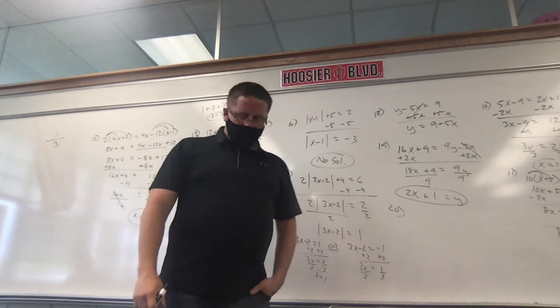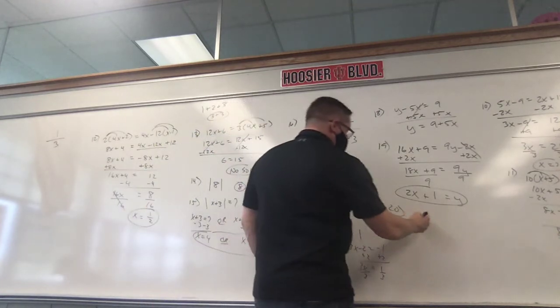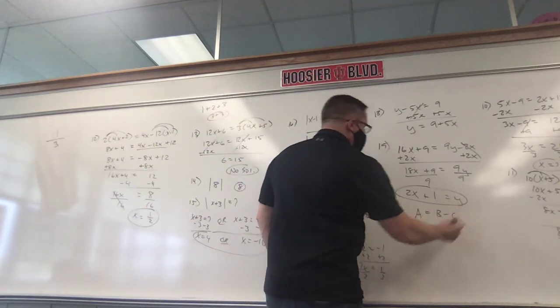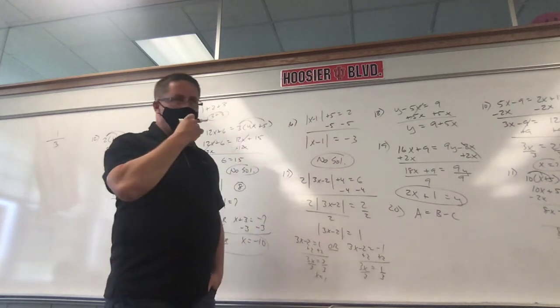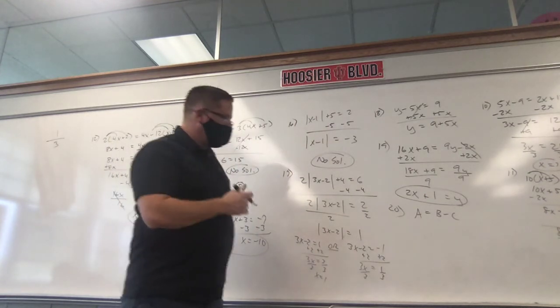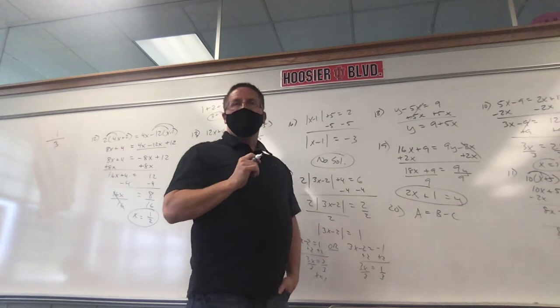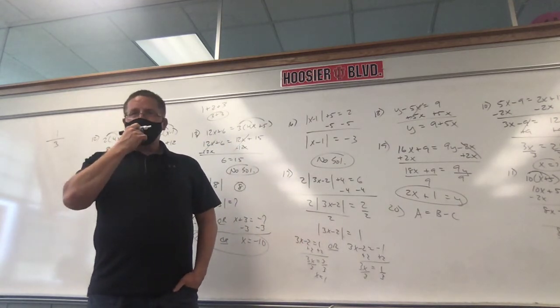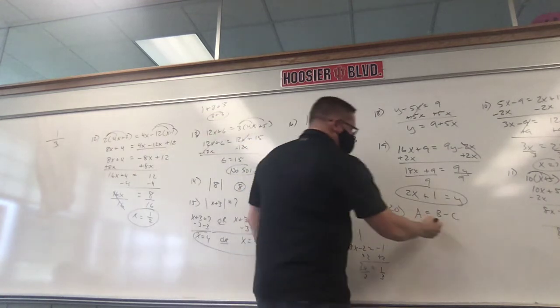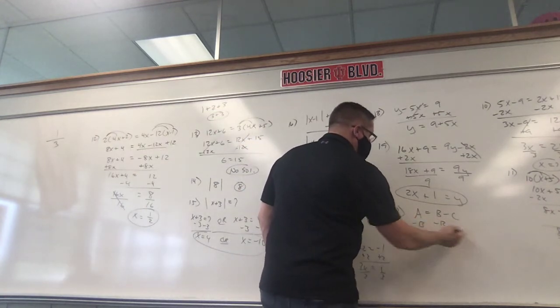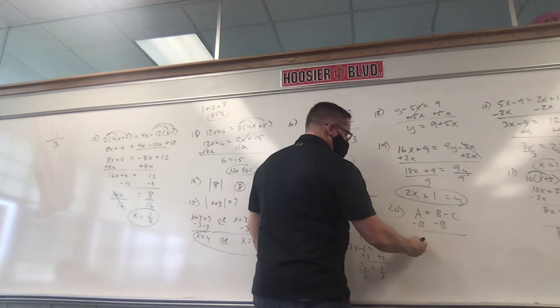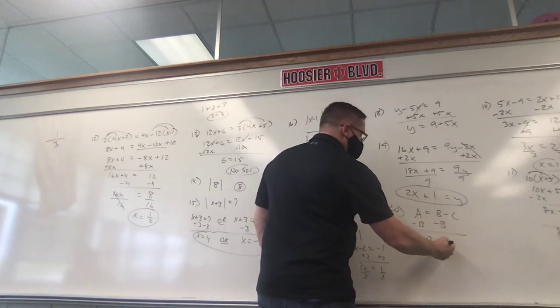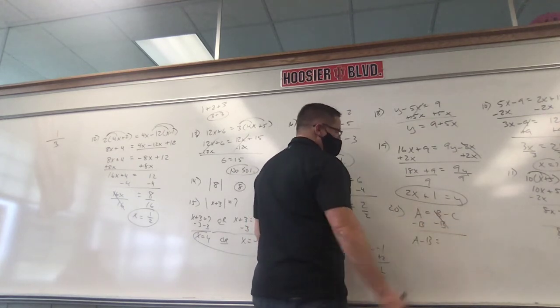Last one, solve for C. A equals B minus C. So we wanted to get C by itself. So what do we get rid of? Minus B. Some people think add B, and I understand why. They're wrong. Why would they think add B? It says minus. But the minus is on the C. So we minus B, we minus B. What's A minus B? A minus B equals C? Be careful. Negative C.